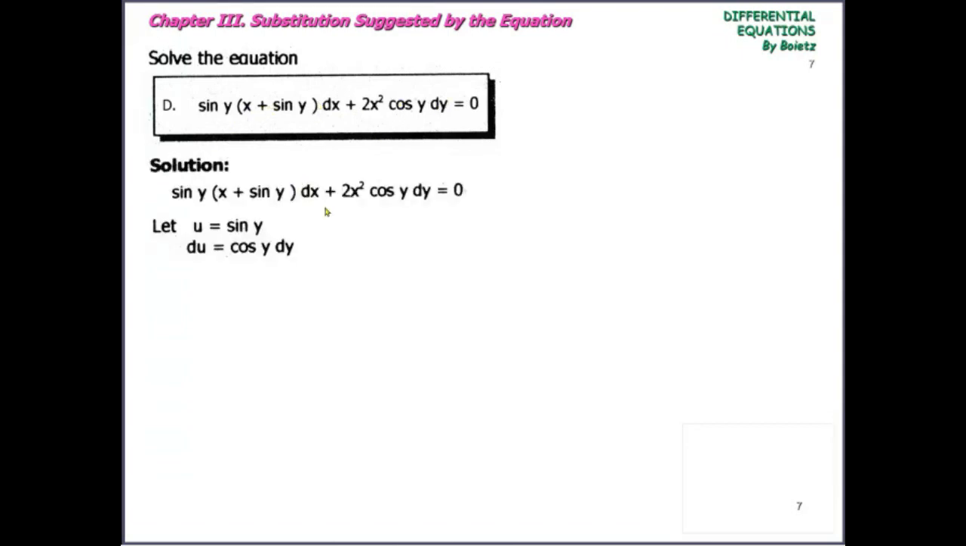Then this one: sin y, (x plus sin y) dx plus 2x squared cosine y dy equals 0. Obviously, for the sin y, you can use u equals sin y to avoid having many sines and cosines. So let u is equal to sin y, then du is equal to cosine y dy. So this one is du. If you substitute u, (x plus sin y) dx plus 2x squared cosine y dy becomes u (x plus u) dx plus 2x squared du.